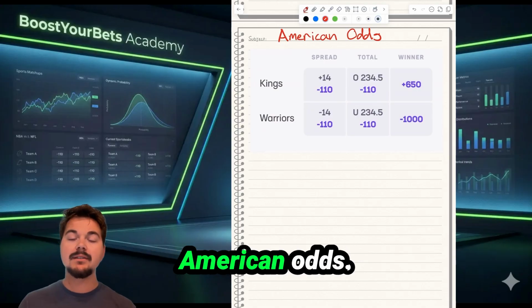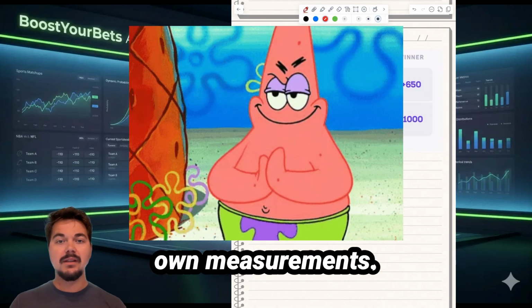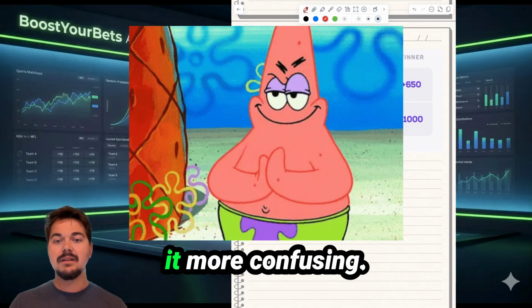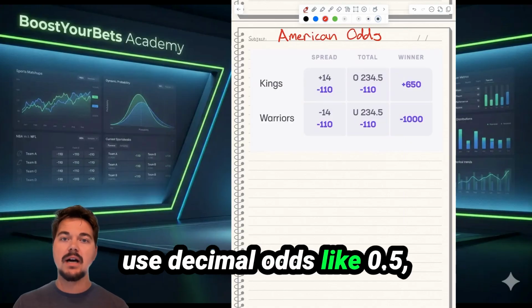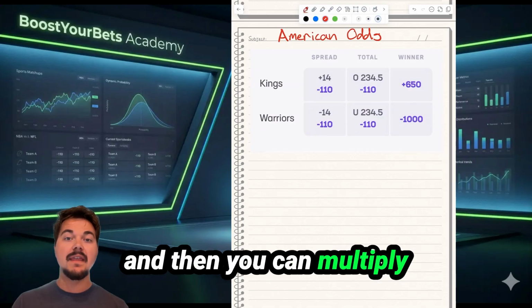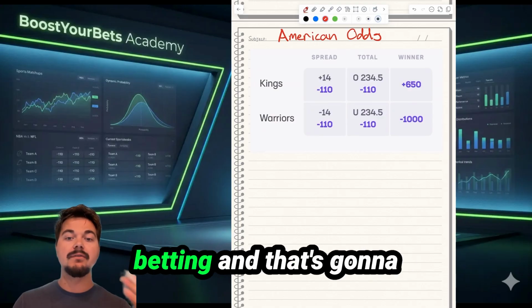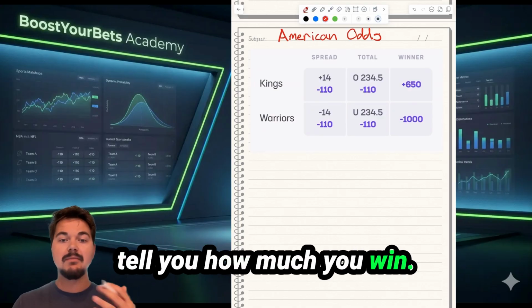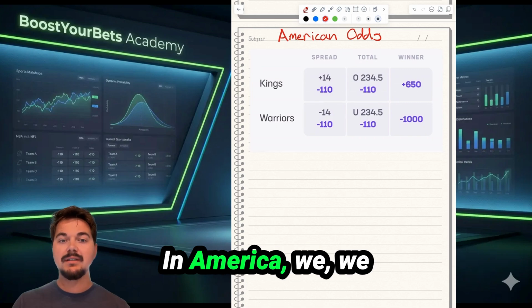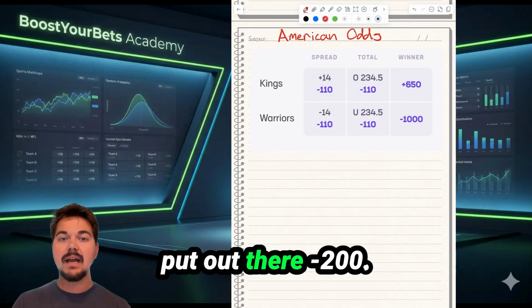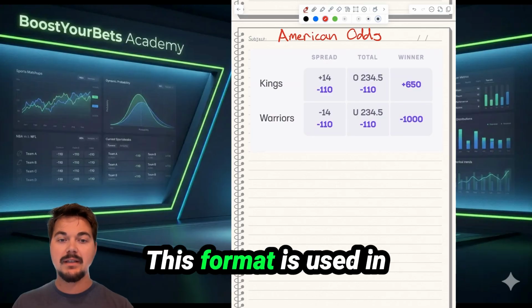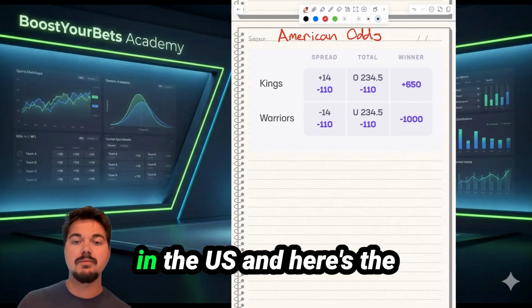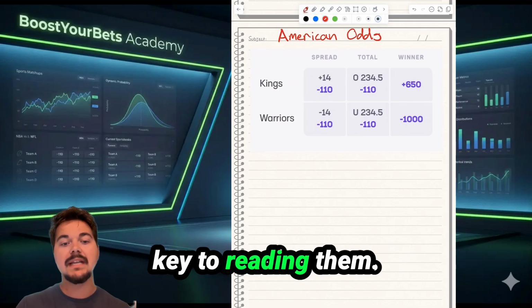So now let's talk American odds. We love to make our own measurements. We love to make it more confusing. In other countries, they use decimal odds like 0.5, and then you can multiply that times whatever you're betting, and that's going to tell you how much you win. Very simple. In America, we put out there negative 200. What does that mean? We're going to talk about it. This format is used in every major sportsbook in the US, and here's the key to reading them.